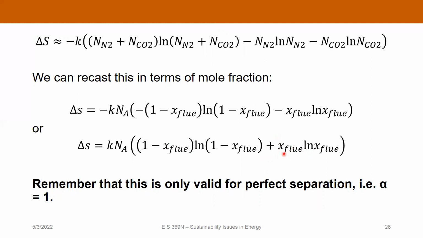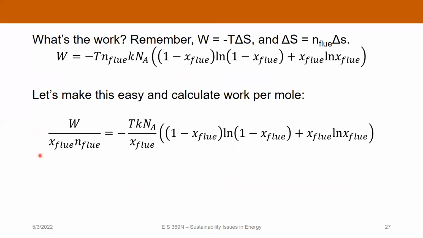So it's given as a function of the mole fraction of the incoming flue gas stream. This is Avogadro's number, which is necessary to convert from mole fraction to actual number of molecules. Okay, so to figure out the work, remember that the work is minus T times delta S, and capital S is going to be the flux of incoming gas in moles per second multiplied by small delta S.